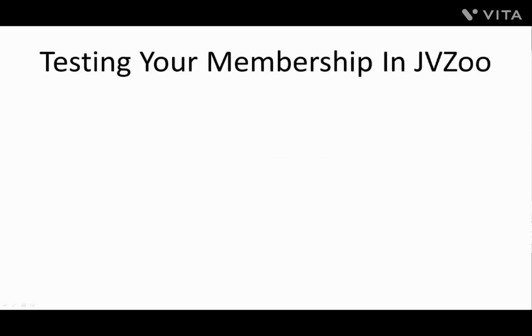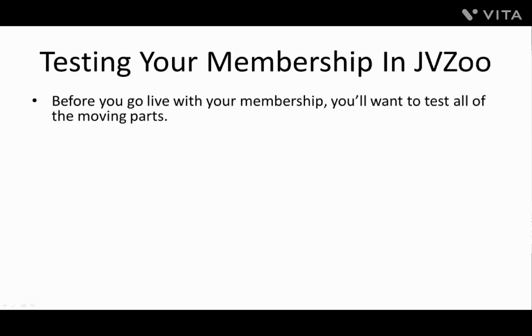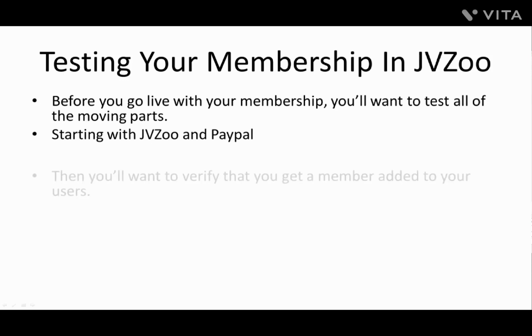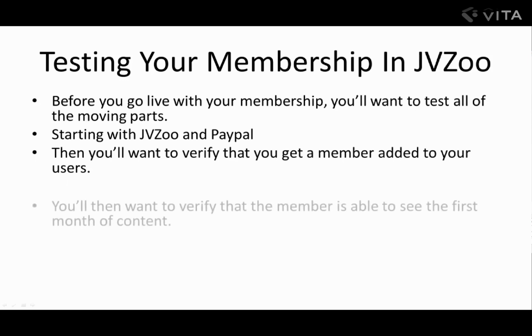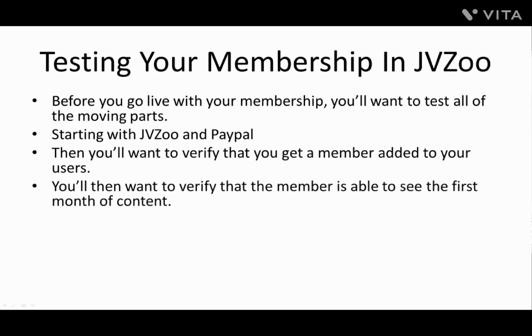Welcome back. Now in this video, we're going to be talking about testing your membership in JVZoo as well as in your WordPress installation. Now before you go live, you'll want to test all of the moving parts of your membership. And you're going to start with JVZoo and PayPal, and we're going to show you how to do that here in a minute. You're also going to want to verify that you get a member added to your user section. You're also going to want to verify that the member is going to be able to see the first month of content.